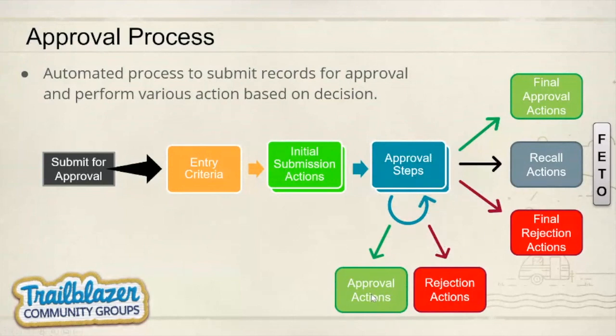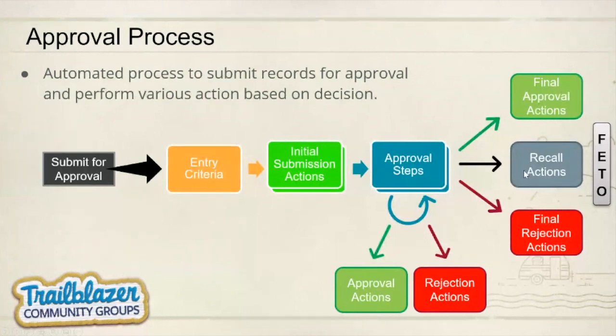And for every step, you can define some actions, saying you are now at step number one. So you can say approved by manager. Once the second step completes, you can say approved by senior manager and so on. And then at last, when all the steps are complete, you can also run some more actions, which are the final approval actions and final rejection actions.